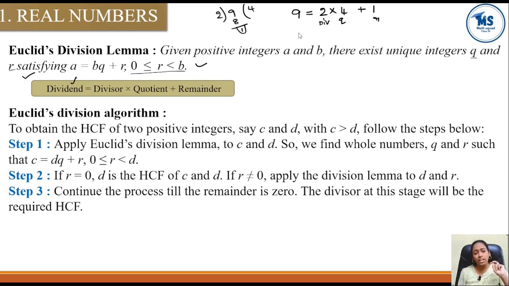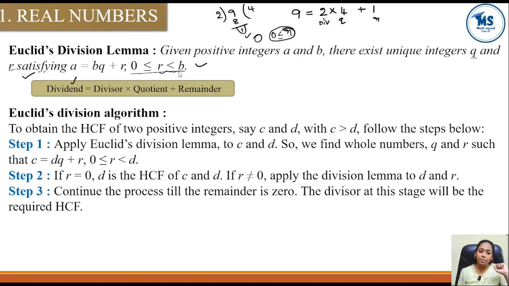So if you take any two numbers, you can write it in the form of A is equal to BQ plus R, and the condition on R is 0 less than or equal to R less than B. Why 0 less than or equal to R? It means R is always greater than or equal to 0. It's obvious, right? R is our remainder. Can you get any negative integer as remainder like -2, -3? No, we always get positive integers as remainder, or we will get 0 as remainder. So that's why 0 less than or equal to R. This is the first condition understood.